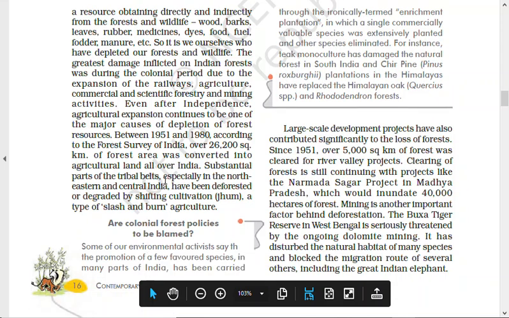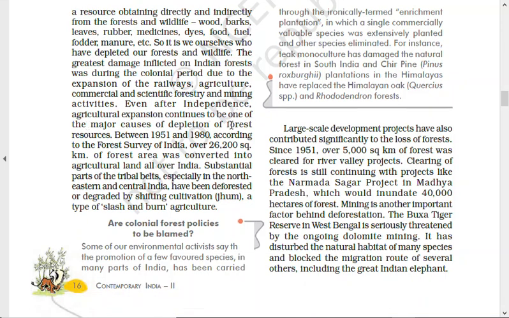All right, so even after independence, agricultural expansion continued to be one of the major causes of depletion of forest resources. Between 1951 and 1980, according to the Forest Survey of India, over 26,200 square kilometers of forest area was converted into agricultural land in all of India. Such a big area was converted. Substantial parts of tribal belts, especially in northeastern and central India, have been deforested or degraded by shifting cultivation, a type of slash and burn agriculture.